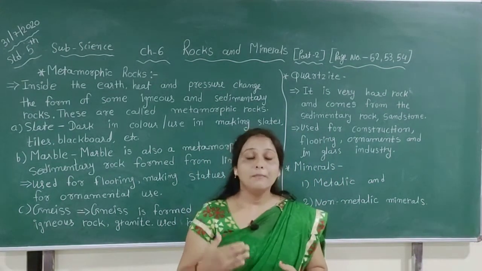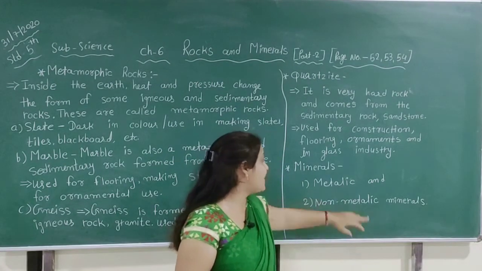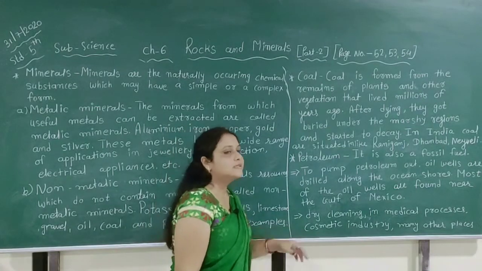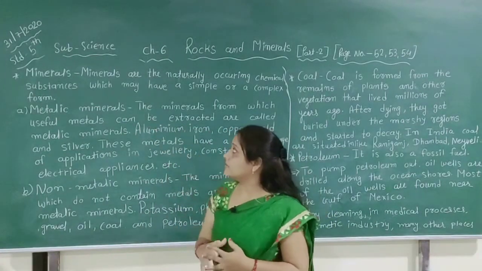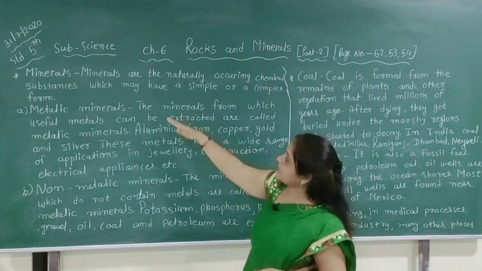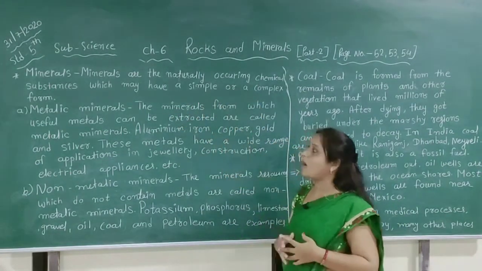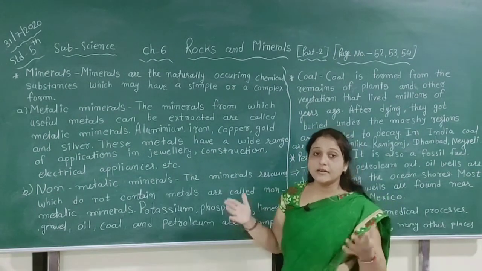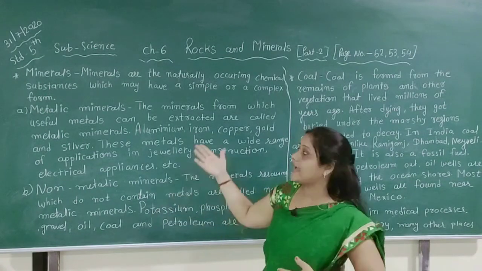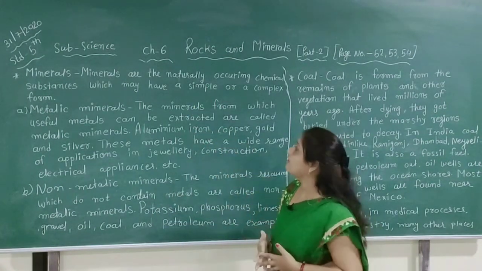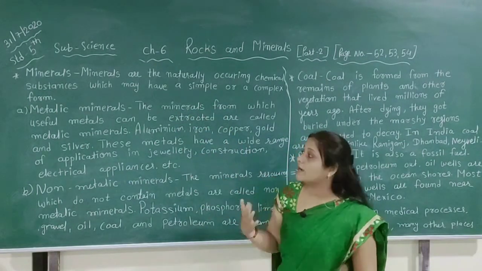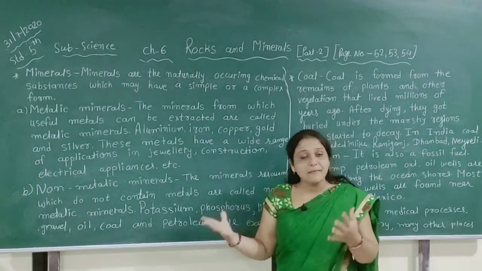Minerals have two types, metallic and non-metallic minerals. Now we discuss minerals. Minerals are naturally occurring chemical substances which may have a simple or complex form.